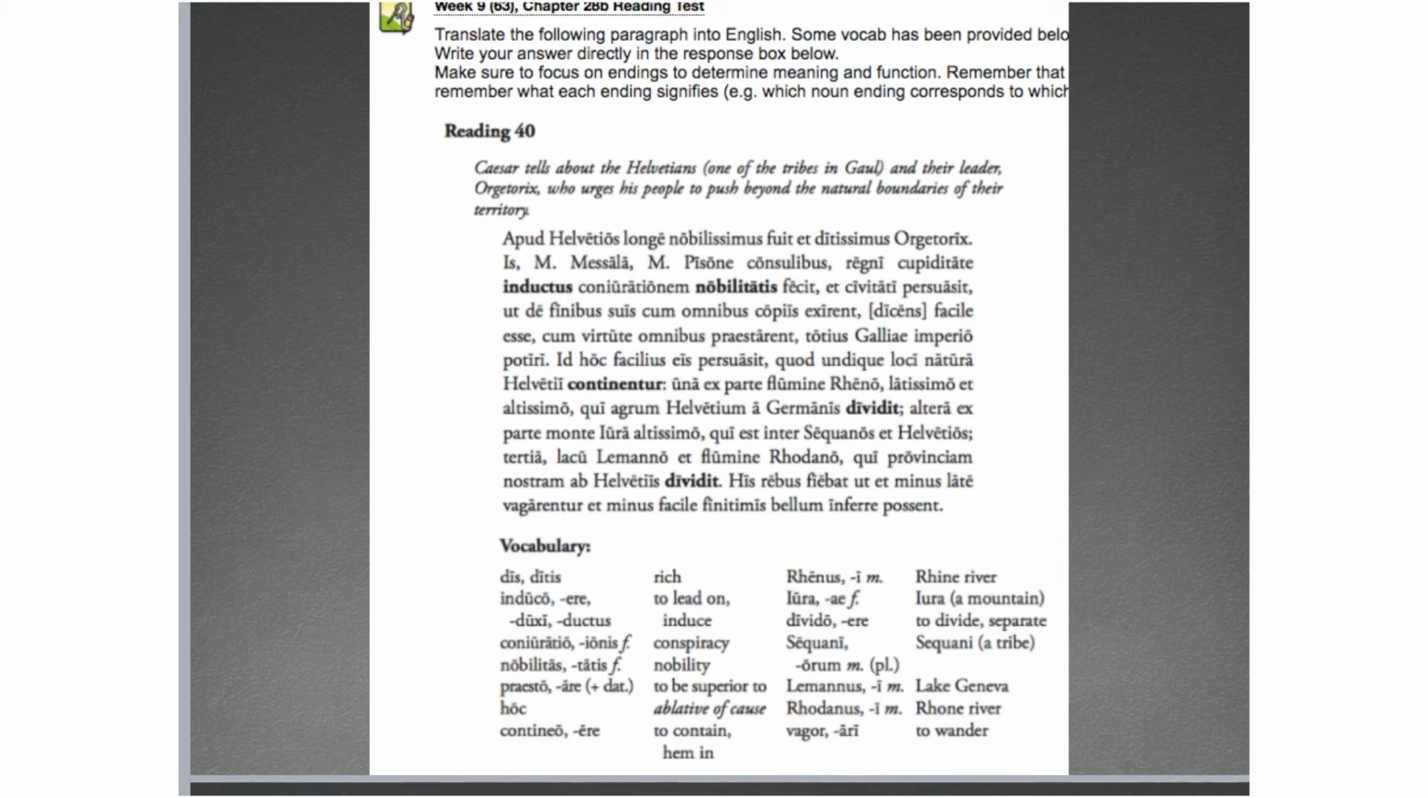All right, here are the summatives. We're translating from Caesar. Apud Helvetios longe nobilissimus fuit et ditissimus Orgetorix. So among the Helvetii, by far the most noble and the wealthiest was Orgetorix.